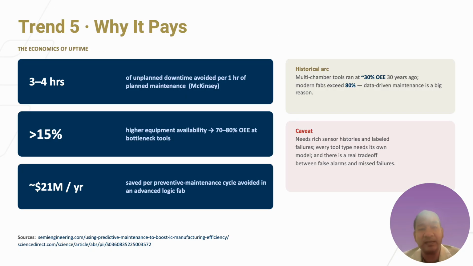The economics here are dramatic because tool time is so valuable. A rule of thumb from McKinsey is that every hour of planned maintenance saves 3 or 4 hours of unplanned downtime. Better maintenance lifts equipment availability by more than 15%, and avoiding a single unnecessary maintenance cycle in an advanced fab can be worth around $21 million a year. For context, tools ran at about 30% efficiency 30 years ago and now run about 80%, and data-driven maintenance is a big reason.